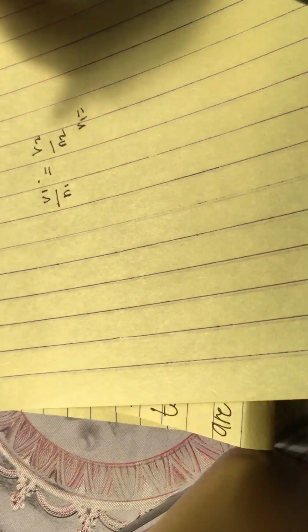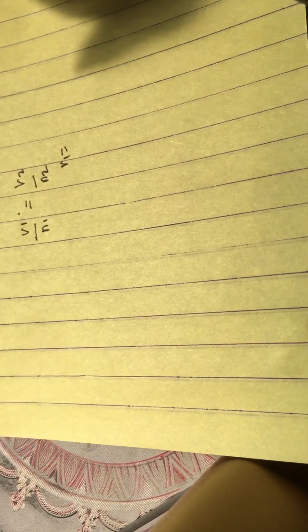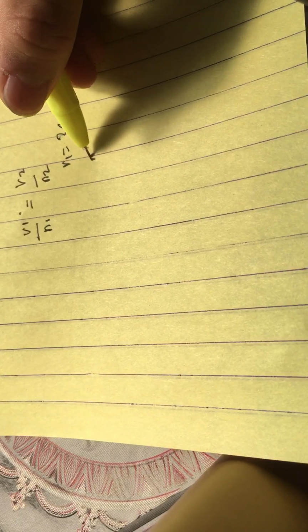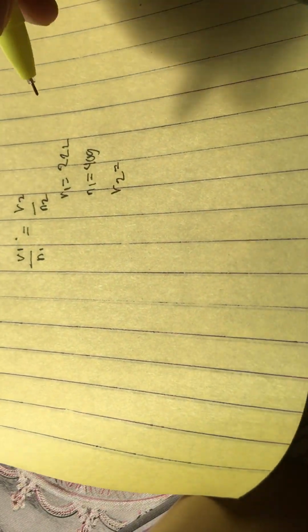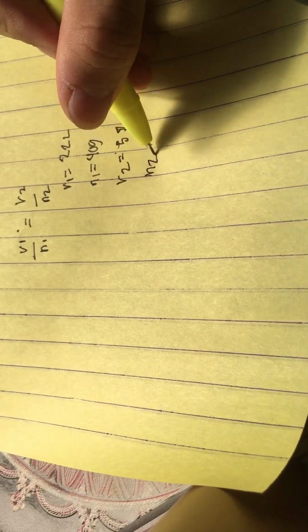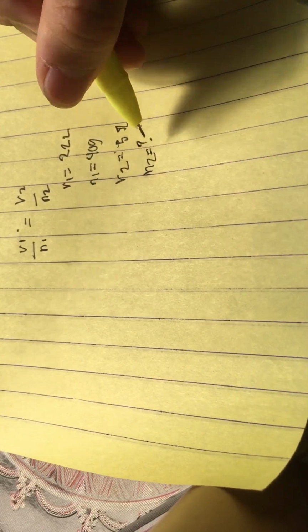V1 is equal to 22 liters. N1 is equal to 40 grams. V2 is equal to 55 liters. And N2 is our required unit.